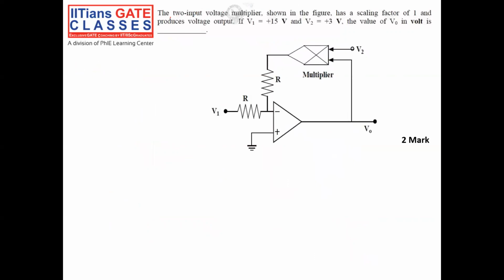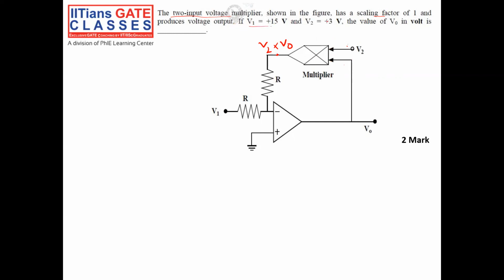The 2 input voltage multiplier. In the figure, the scaling factor is 1. A scaling factor of 1 means the output is simply the multiplication of the 2 inputs. If there is a scaling factor of 5, it will be 5 times the multiplication of the 2 inputs. Since the scaling factor is 1, my output here will simply be the multiplication of V2 and V0.